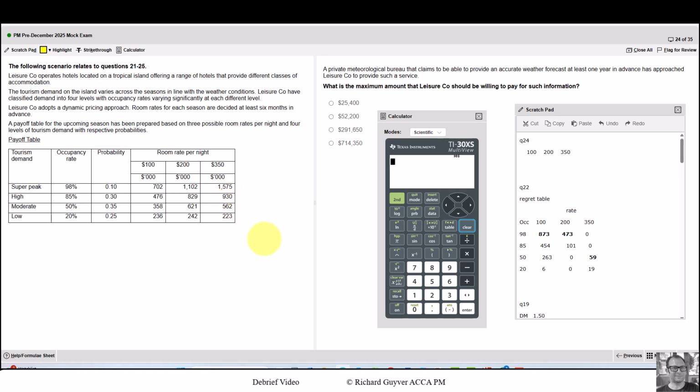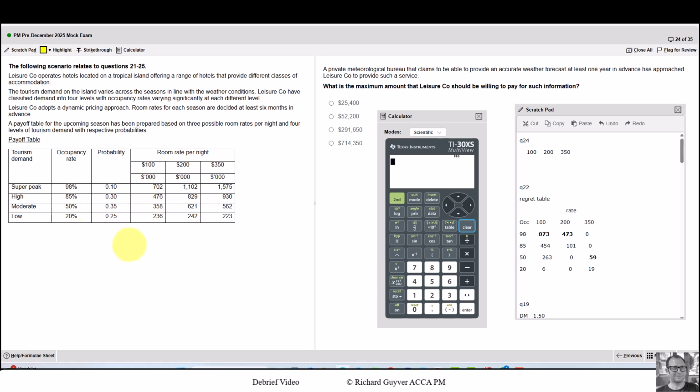You can be a bit more efficient than doing everything, and it's often worth trying to save a bit of time. And here's what I mean by that. If we look at every revenue for the $100 room, and we compare to the 200, in every case the 200 is higher. So if I multiply 0.1 by 702, 0.3 by that, 0.35 by that, and 0.25 by that, and then compare with the 0.1, 0.3, 0.35, 0.25 multiplied by the middle column, the expected value here will definitely be higher than the expected value here. Mathematically, it's impossible for this to be higher. So I'm not going to do the $100 because it's a waste of my time.